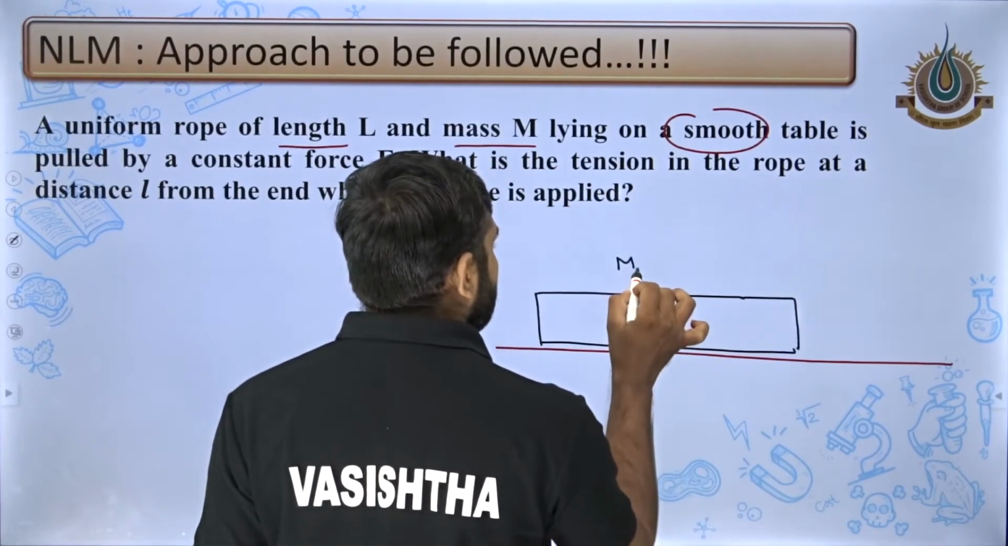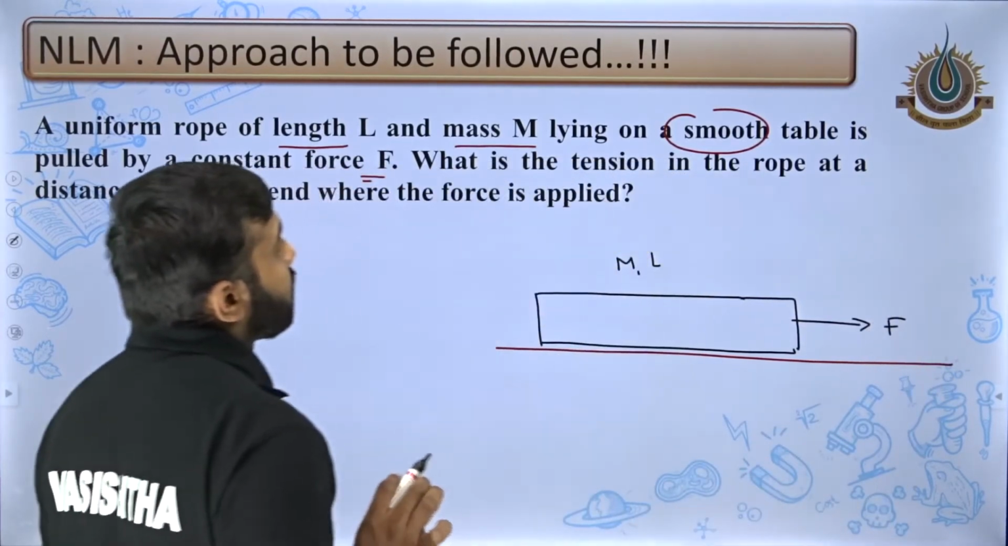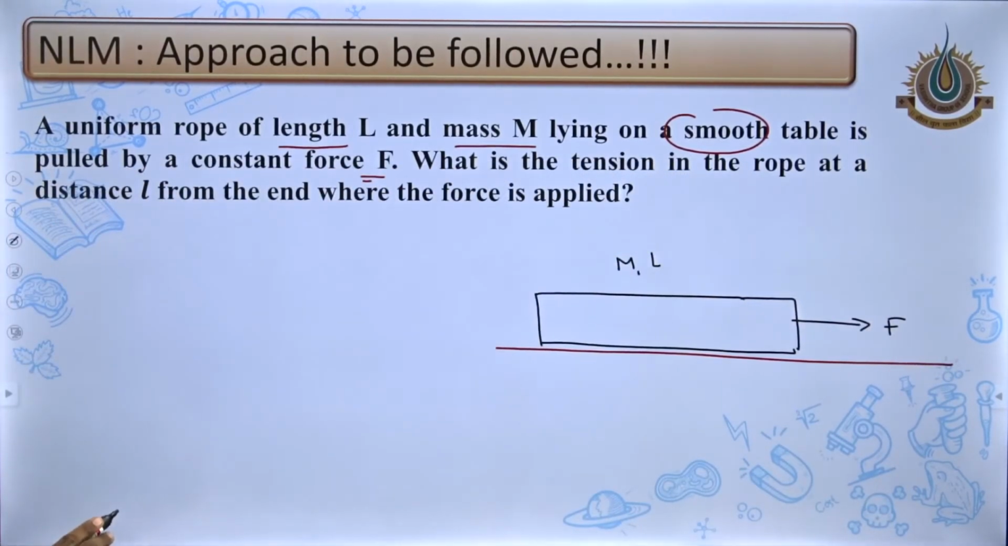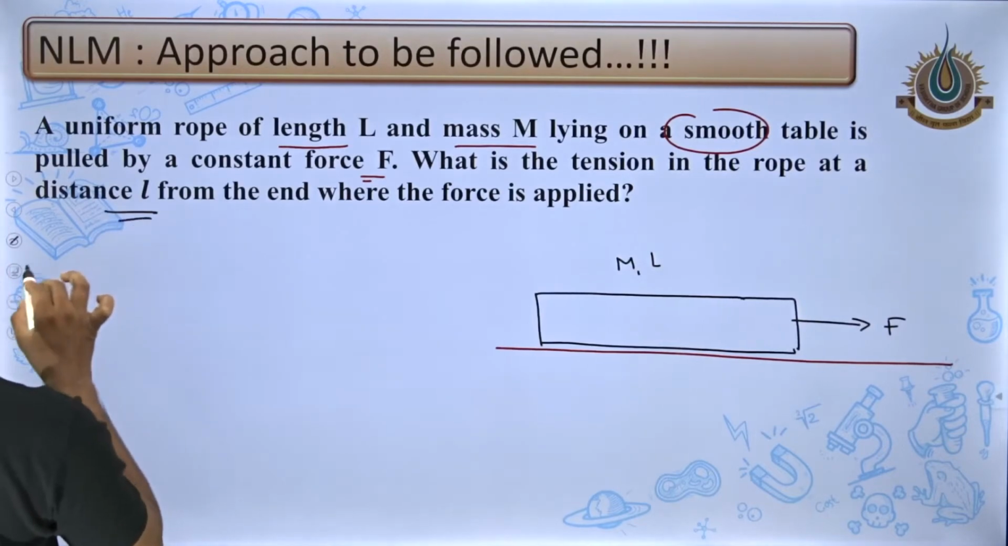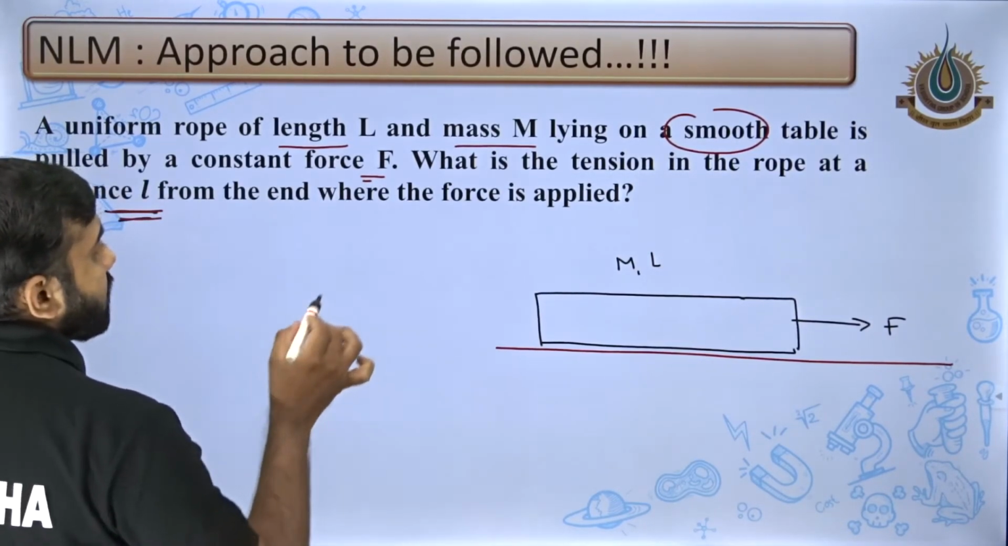इसका mass is supposed to be m and length is l, and how much force is applied on it, F. This type of data are given to us. What is the tension in the rope at a distance L? At a distance L from the end where the force is applied.